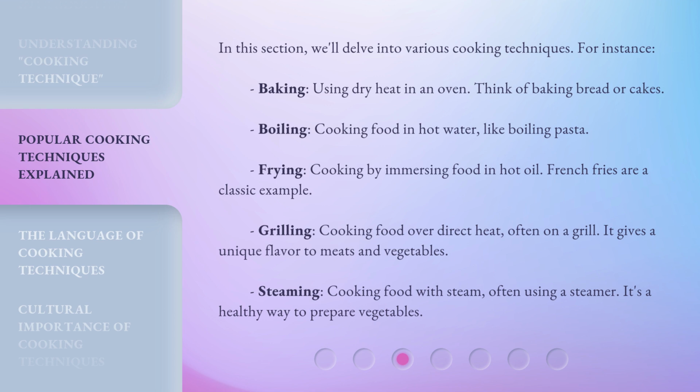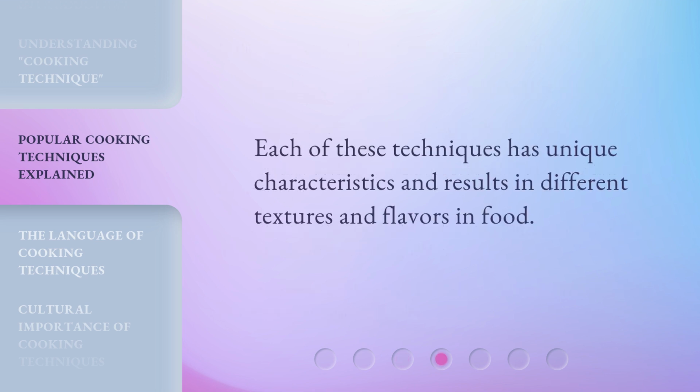Grilling, cooking food over direct heat, often on a grill. It gives a unique flavor to meats and vegetables. Steaming, cooking food with steam, often using a steamer. It's a healthy way to prepare vegetables. Each of these techniques has unique characteristics and results in different textures and flavors in food.